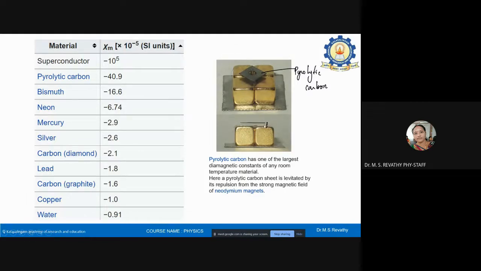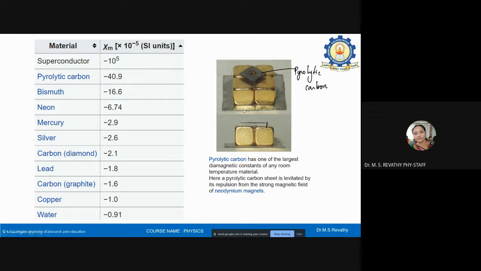In the second picture, you see a gap between the pyrolytic carbon and the magnets. This is called levitation. Okay, there is this air gap because, due to the opposing nature of the diamagnetic material, you can just place the pyrolytic carbon above the neodymium magnet. There is no interaction between them. Okay, it has one of the largest diamagnetic constants of any room temperature material. Here, a pyrolytic carbon sheet is levitated. Levitated is just elevated upwards because of its repulsion from the strong magnetic field produced by the neodymium magnets.